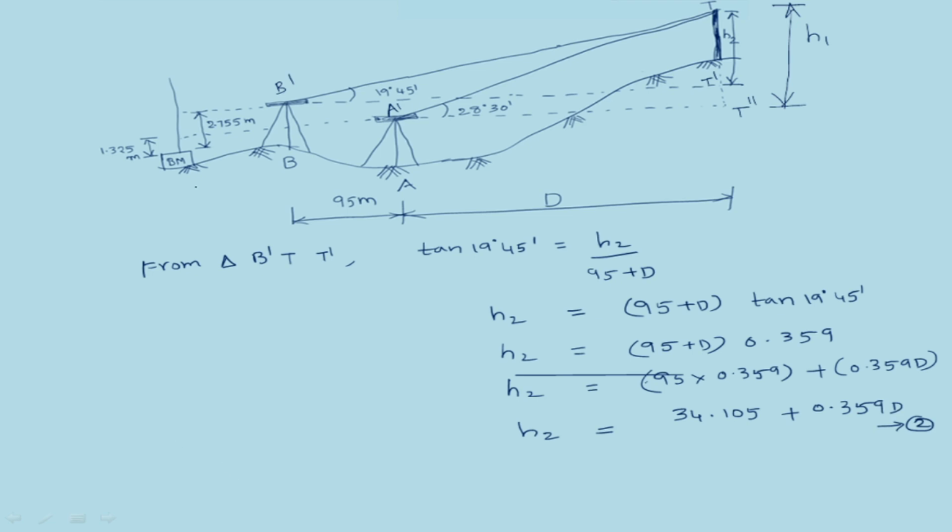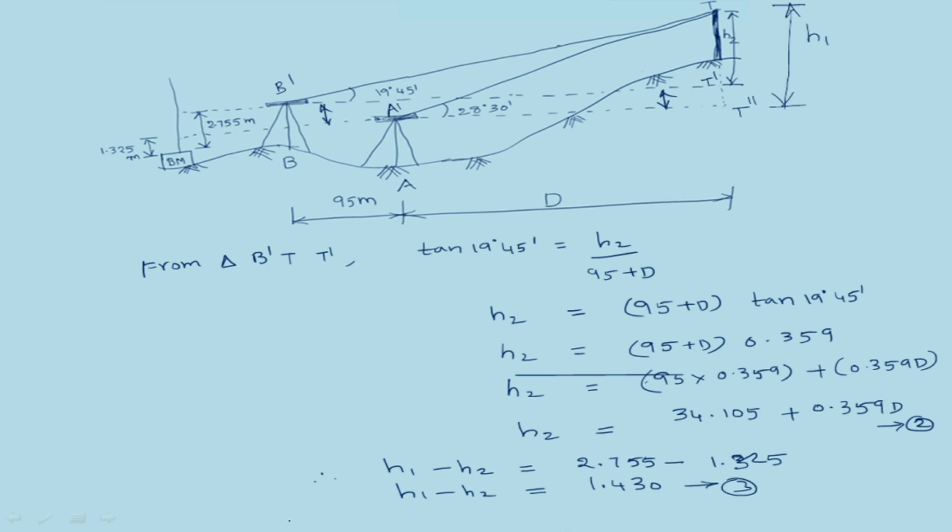From the figure, if you observe, the vertical distance between H1 and H2 is equal to the difference between these two staff readings. H1 minus H2 is equal to 2.755 minus 1.325 meters. H1 minus H2 is equal to 1.430. So this is equation 3.